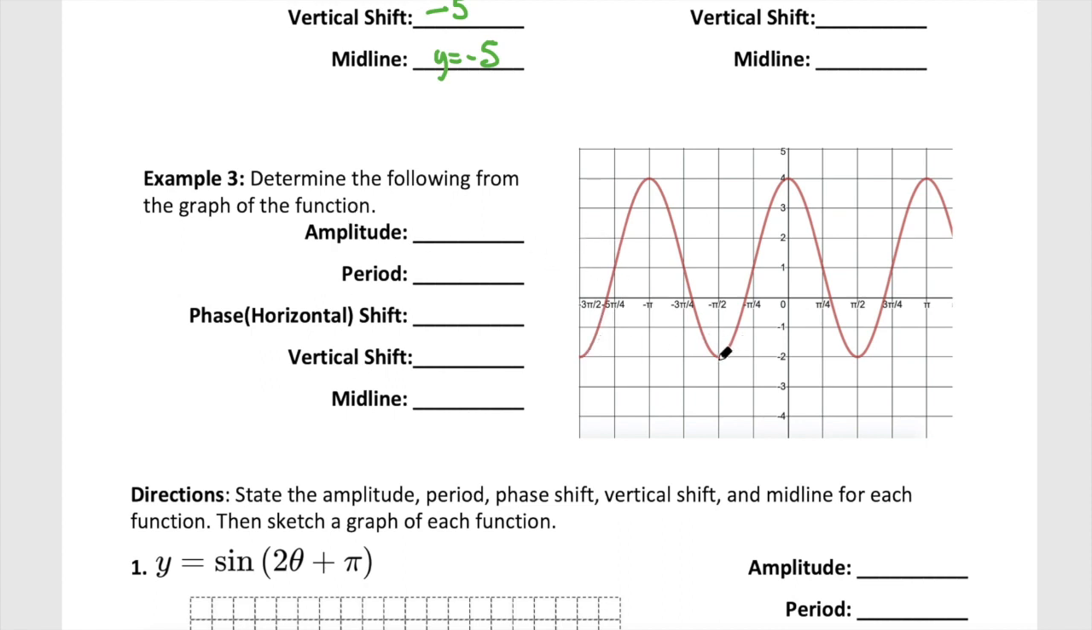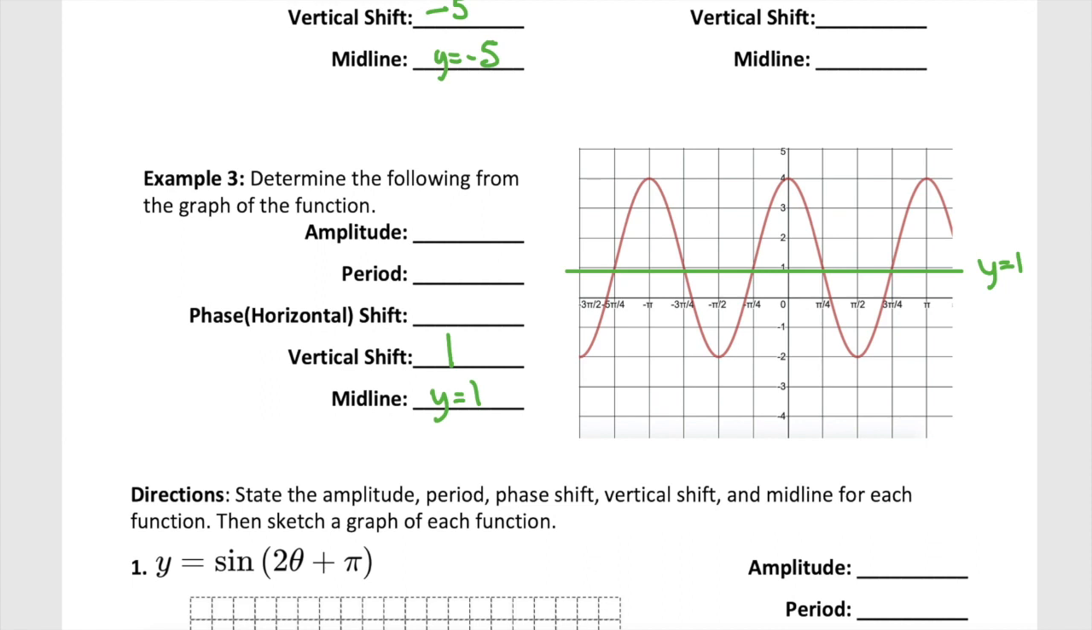So if we look where our minimum is and where our maximum is, it goes from -2 to 4. So right in between those, we'd have a midline at y equals 1. So our midline is y equals 1. That meant that our graph had a shift of +1 units because it is either a sine or a cosine wave, and our midline went up 1, so our vertical shift must have been 1.